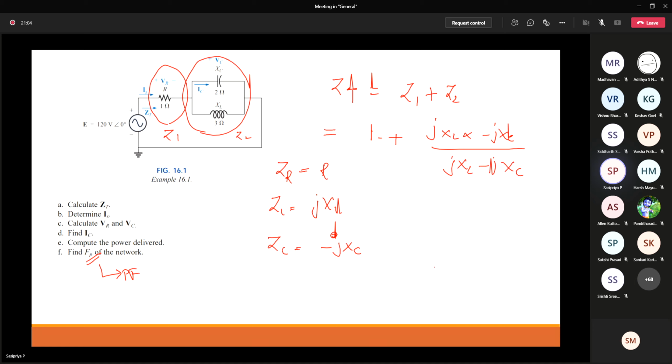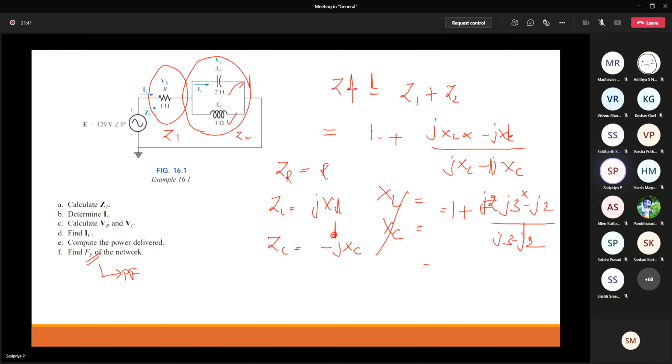Okay, so now you can calculate what XL and XC are. They have already given the values of XL and XC in terms of ohms, so it's a reactance value. They have given the reactance value directly. So here directly I could write 1 plus JXL, sorry, JXC is 2. JXL is 3. So J3 multiplied by minus J2 divided by J3 minus J2.